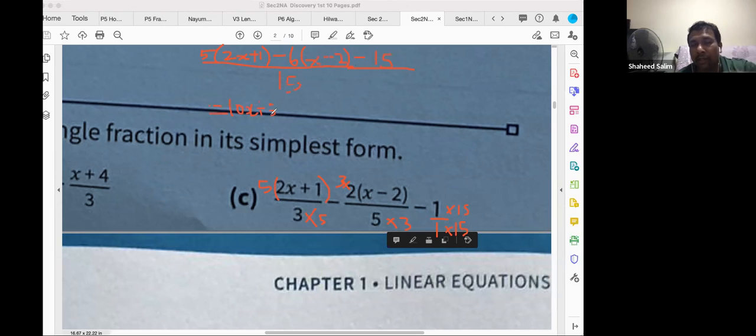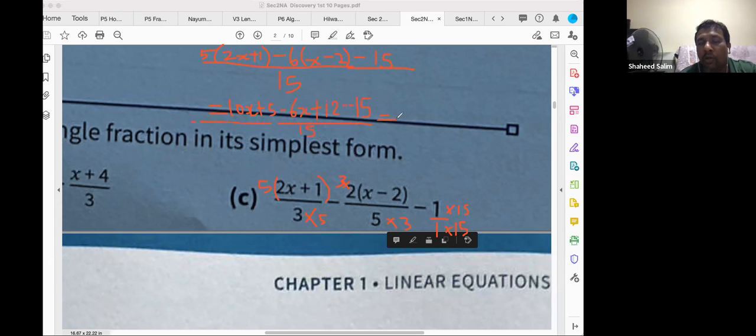Now the next one is where most of you, Inshira and who else? 6 times x, 6x, minus 6x. And then minus and minus give you plus. 6 times 2, 12. That's where your mistake is. And then minus 15. The whole thing now is over 15. Don't forget to put over 15.